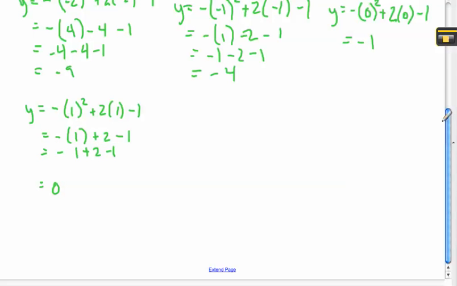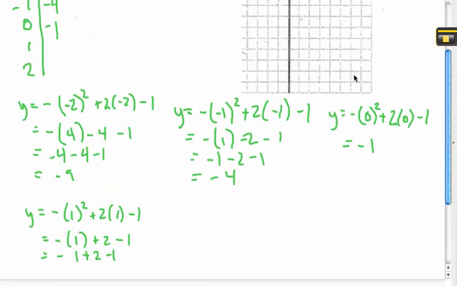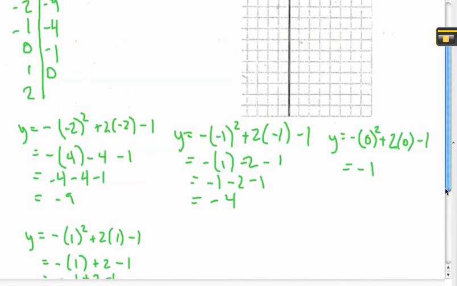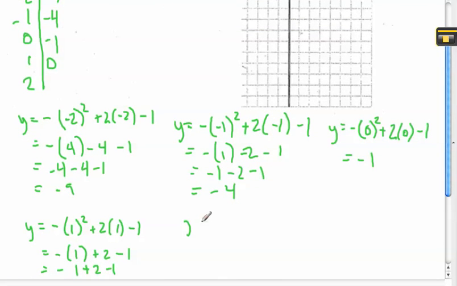Wait a minute, did I tell us to use different x values up there? I think I probably did. No, I didn't. So we're just using the regular x values. Let's just deal with it. Alright, and let's see what we get. Y is equal to the opposite of 2 squared plus 2 times 2 minus 1. So that's going to be -4 plus 4 minus 1. And that's going to be -1.